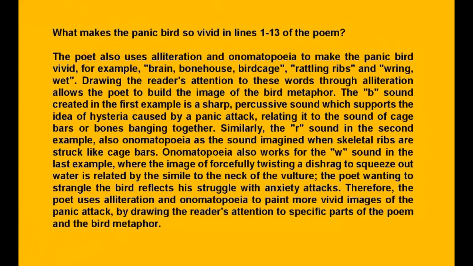Okay, so the third Peel paragraph that I'm going to suggest the poet uses as a tool to make the panic bird vivid is alliteration and onomatopoeia. The poet also uses alliteration and onomatopoeia to make the panic bird vivid. Okay, and then we give the examples. For example, brain, bone house, birdcage, rattling ribs, and ring, and wet.